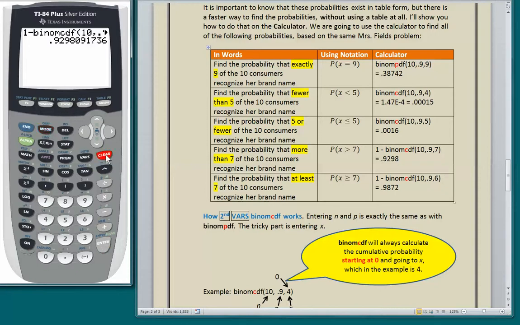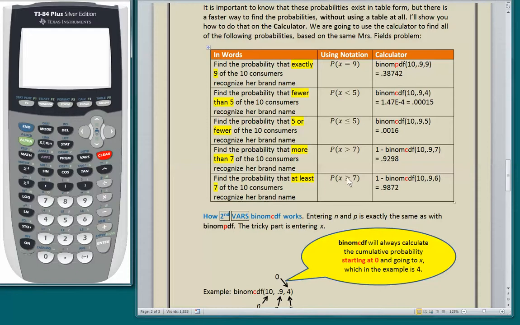For our last problem, and again, it's very similar to this one, but you notice this one says find the probability that at least 7 of the 10 consumers recognize the brand name. Many students are confused by the phrase at least. At least 7 means 7 or more. And here's the notation: what's the probability that x is greater than or equal to 7? That's the same thing as 7 or more, the same thing as at least 7.